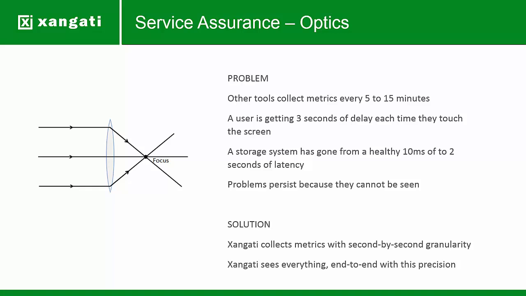So what you really need is something like Xangati. Xangati is what the customers are looking for because it gives them that second by second granularity. We see everything end to end. We have better optics about what's going on than anyone in the industry.